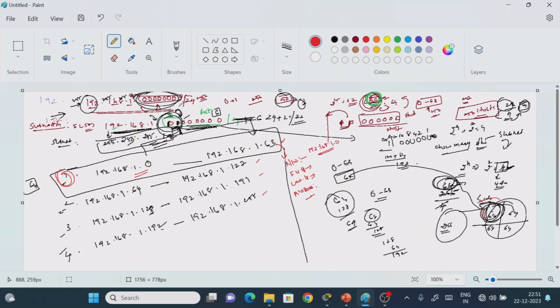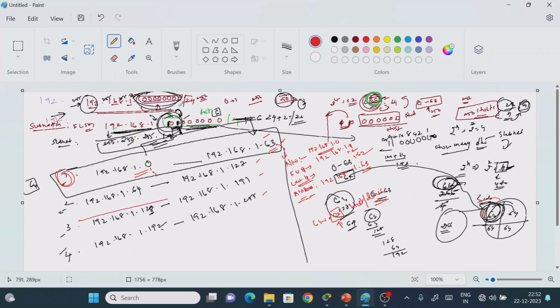So 192.168.1.0 is the network address, right? What is the last address? 63, right? So 192.168.1.63 is the broadcasting address. After that, how many addresses will we get? 64 minus 2 is 62 IP addresses, which will be assigned to hosts or devices or systems. Now what is the first usable address? After 0 we get 1, 2, 3, 4, up to 63. The first usable IP address is 192.168.1.1. The next usable IP address is 1.2, and so on. The last usable IP address is 1.62, right?